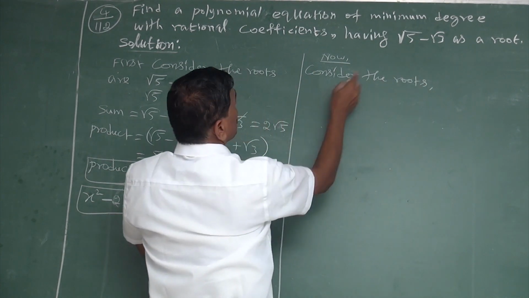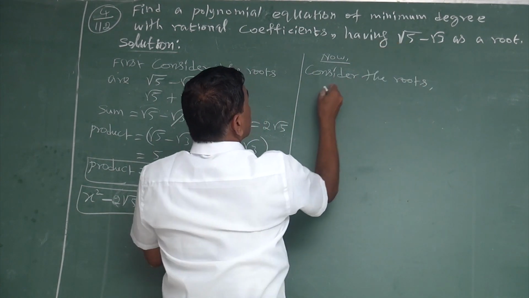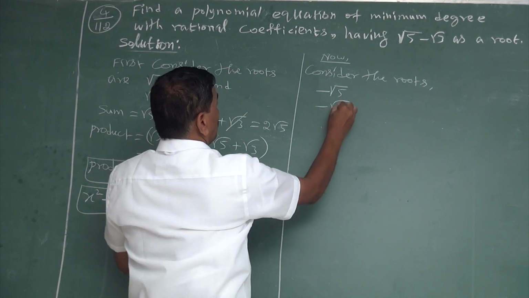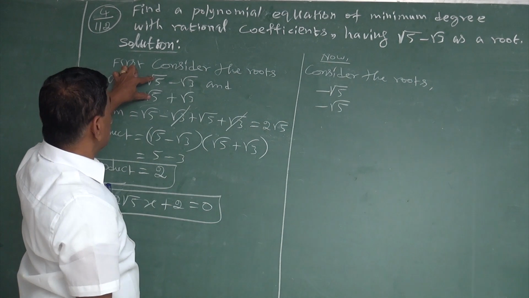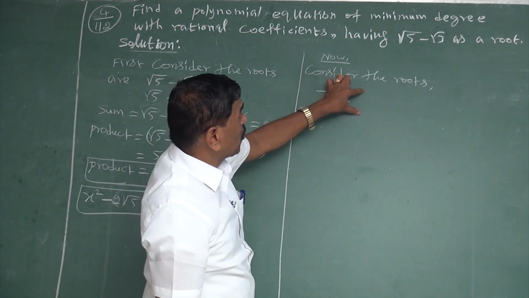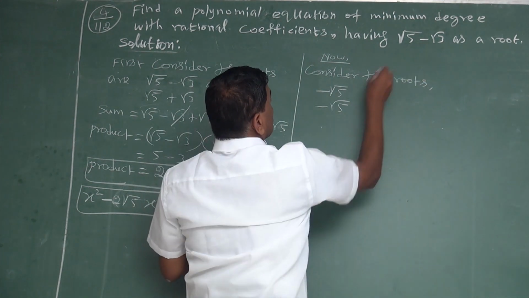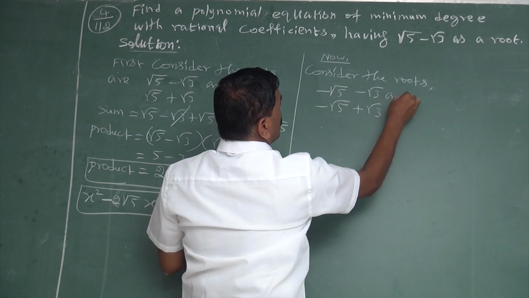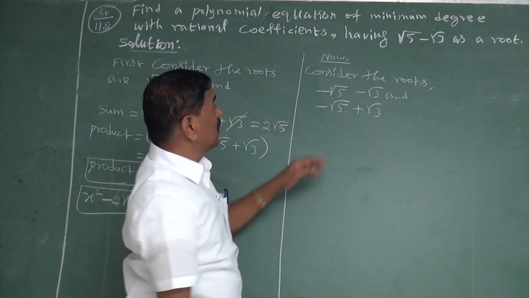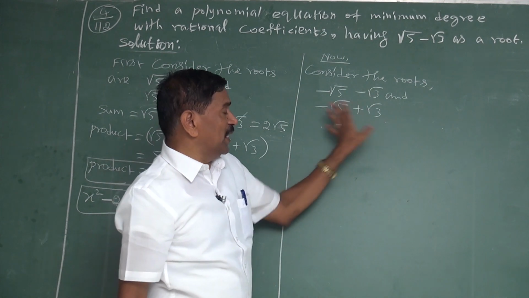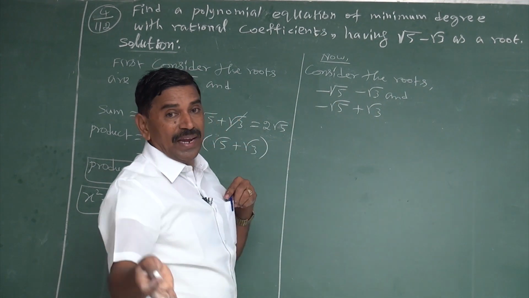Now consider the roots. Here plus root 5. So now minus root 5 fixed. In the first case, plus root 5 fixed, then conjugate. Now minus root 5 fixed and here conjugate. Conjugate is minus root 3 and conjugate plus root 3. That's all. So consider the next two roots, minus root 5 minus root 3 and minus root 5 plus root 3. Okay.